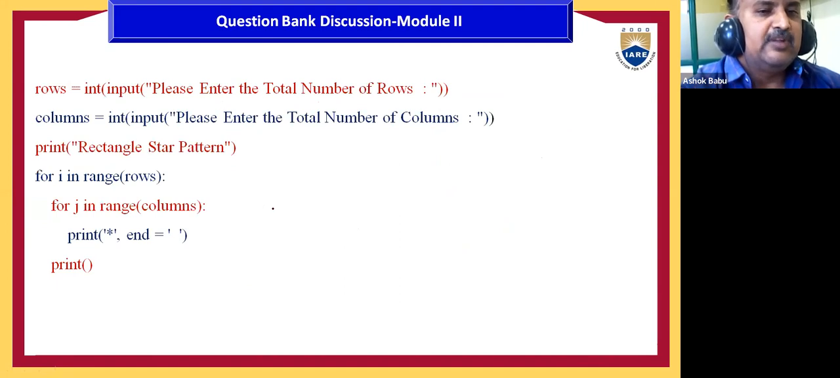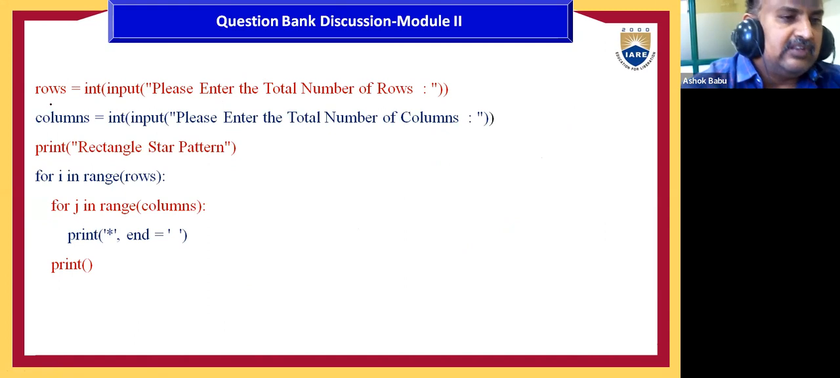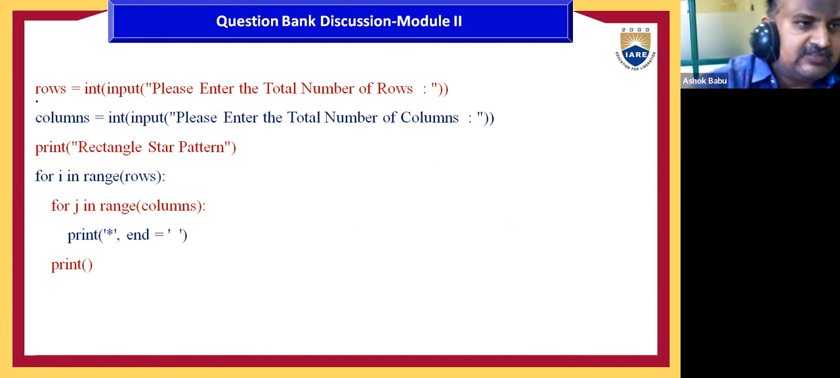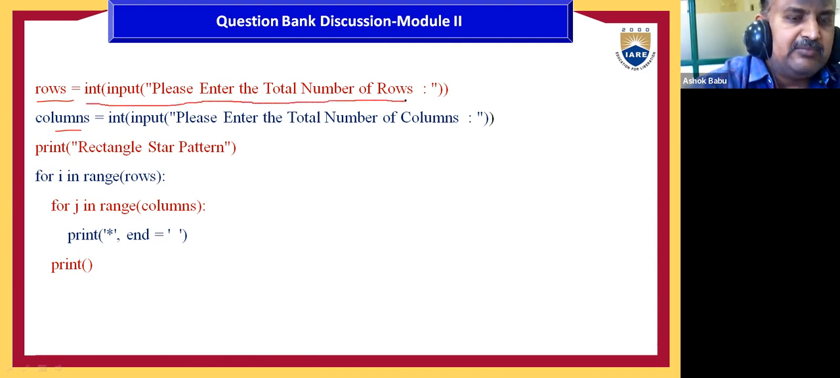So coming to the program, here we need to define the rows and columns. First, rows is a variable and columns is a variable. So rows equal to int of input of "please enter the total number of rows". Here we need to enter how many rows we want.